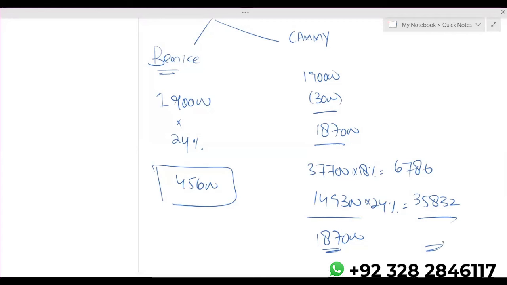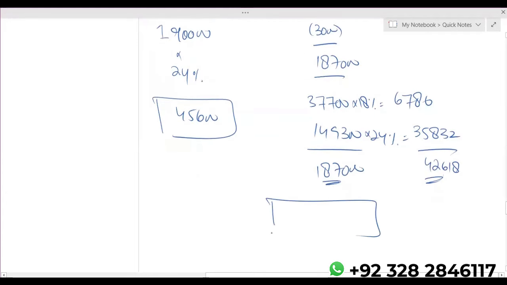6,786 plus 35,832. Logically, if you transfer the 50% of the property before disposal to CAME, total CGT will be 45,600. Then I'll show you the shortcut as well. 45,600 plus 42,680. This will be your total CGT payable: 88,218. If 50% of the property before the disposal is transferred to the CAME, total CGT payable will be this.